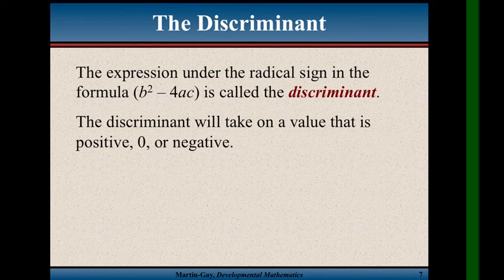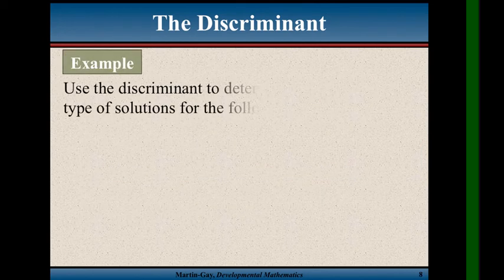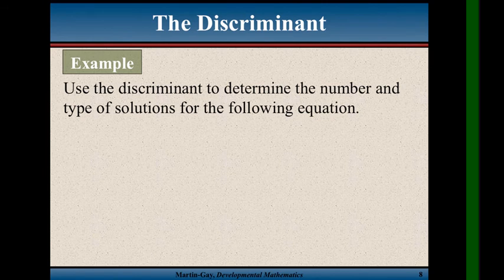The discriminant will take on a value that is positive, 0 or negative. So the value of the discriminant indicates two distinct real solutions, one real solution, or no real solution respectively. So use the discriminant to determine the number and the type of solution for the following equation.